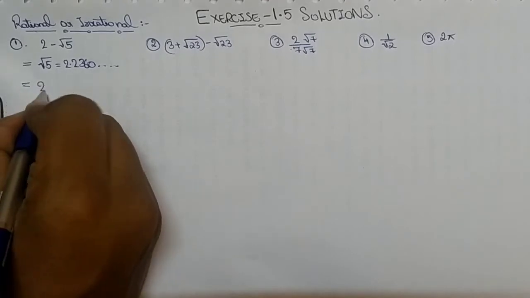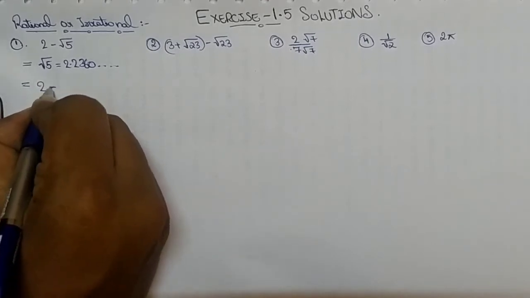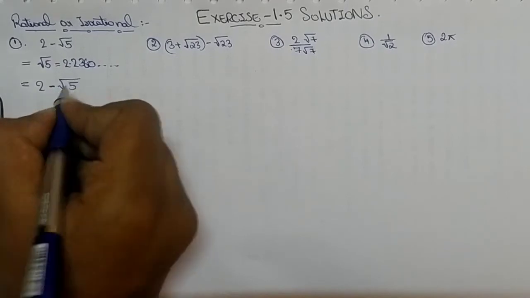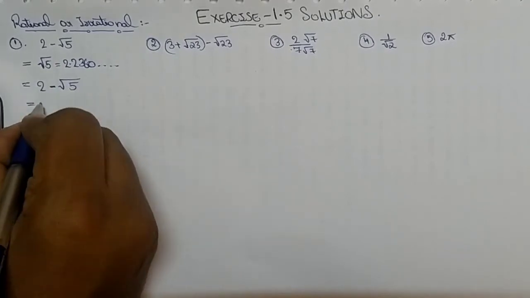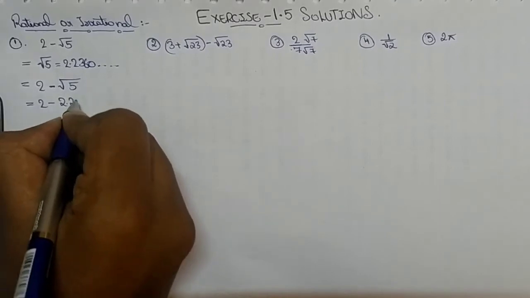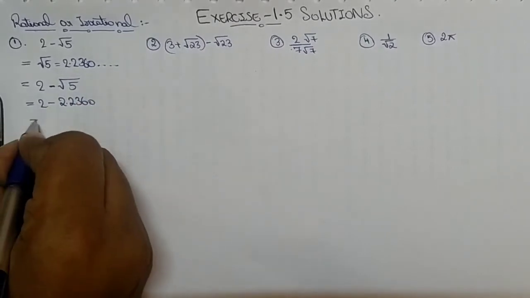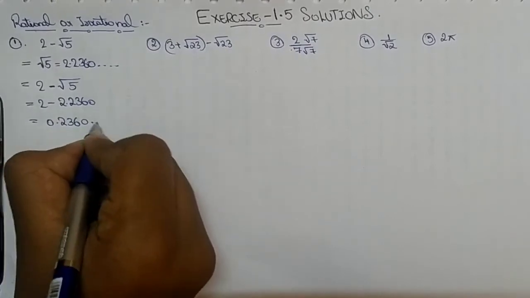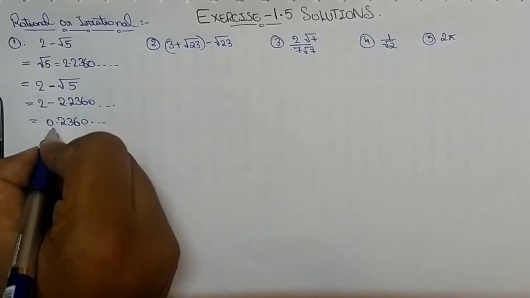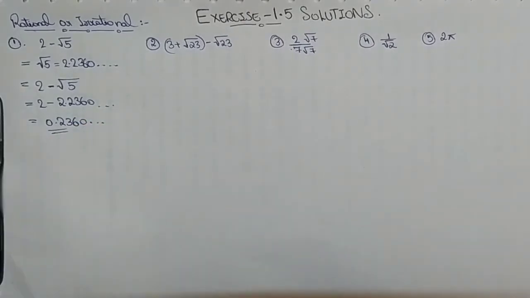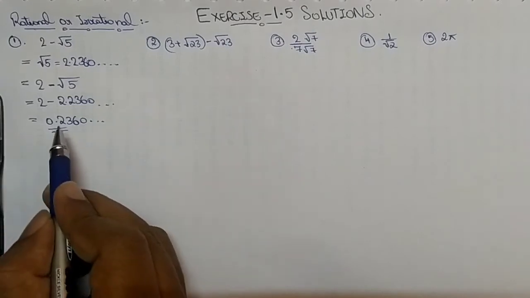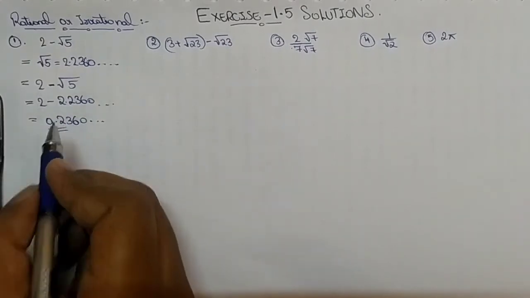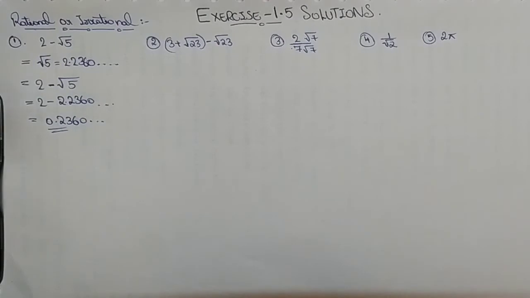Here we are adding 2 to the negative of root 5, that is 2 minus 2.2360, which gives you 0.2360, and this is continuing. And you know, if the numbers repeat, we represent it by a bar, and if it is continuing like this, that's not a rational number, that's in the form of irrational.